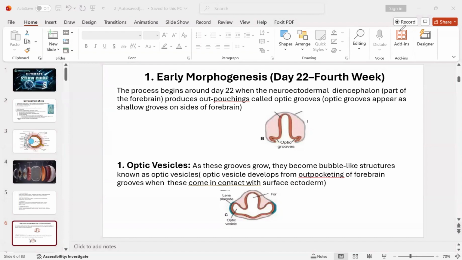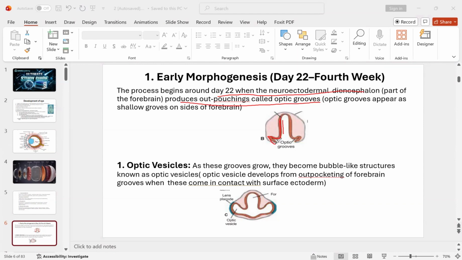As we studied in the last lecture, it is the 22nd day or the fourth week of gestation when this process of development of eye starts in an embryo. Now let's see how this process actually begins. Around the 22nd day, the neuroectodermal diencephalon produces outpouchings called optic grooves. So this is the neuroectoderm of diencephalon, and around the 22nd day it is producing shallow grooves which are known as optic grooves. The formation of optic grooves is the first step in the development of eye.